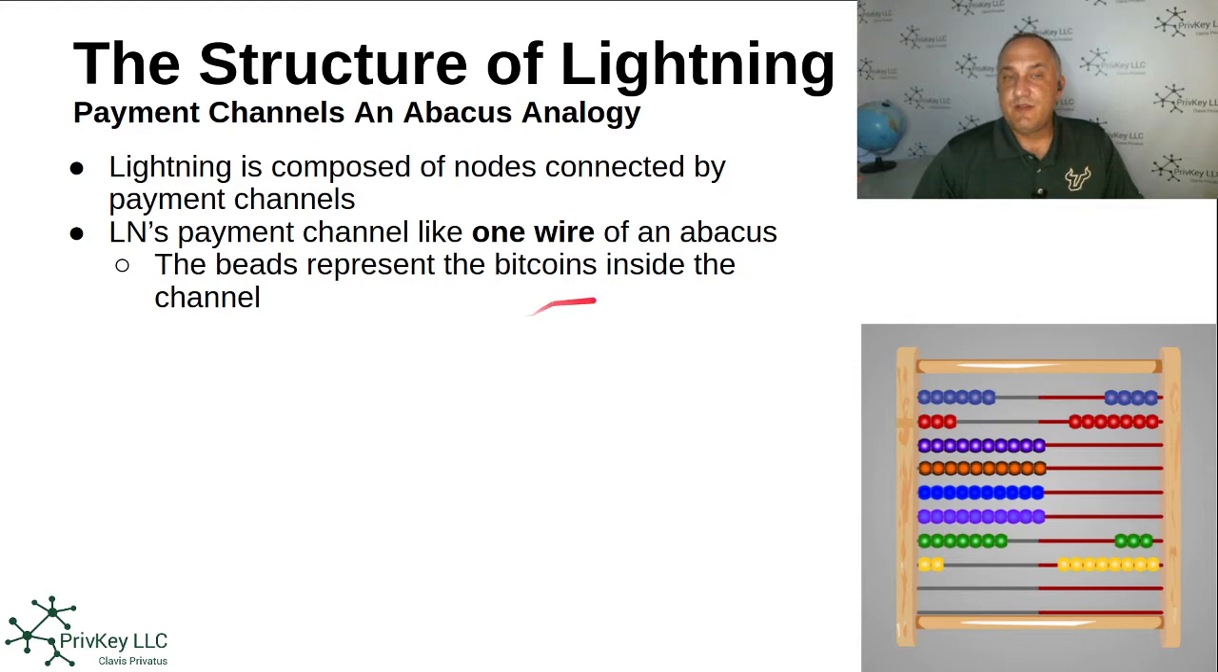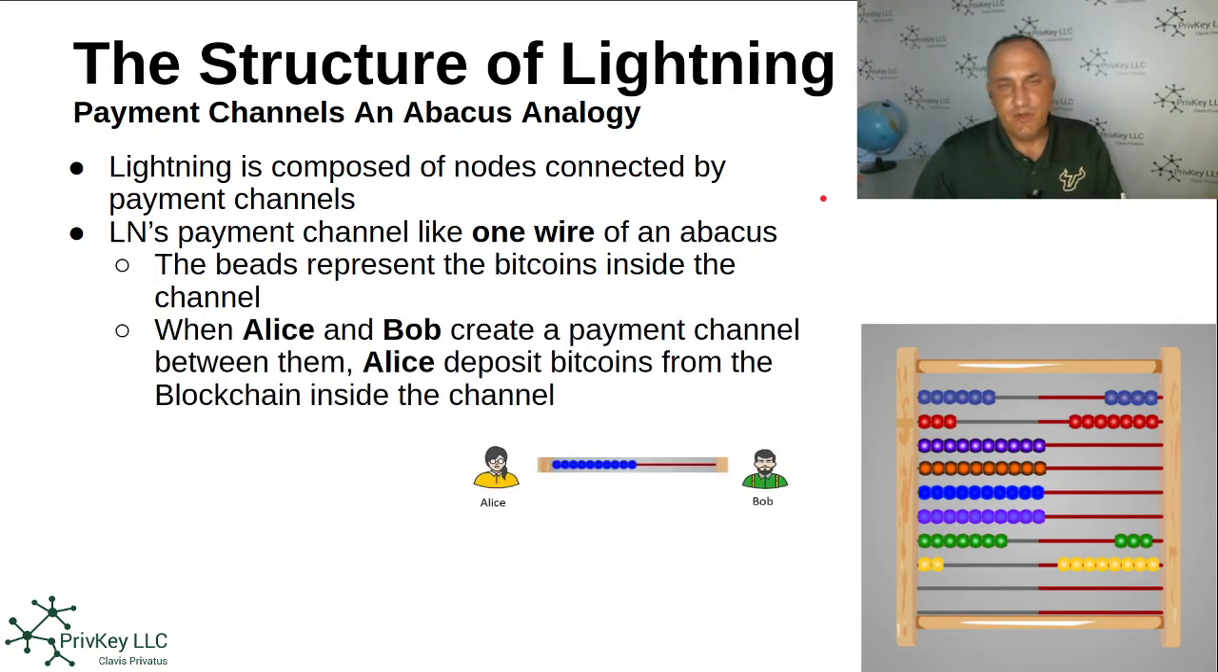The beads represent the bitcoins. These are the satoshis, or the BTC, the value that's in that channel. So all these beads are considered satoshis or bitcoins. In this specific example, Alice and Bob created a payment channel. Now between them, Alice deposits bitcoins from the blockchain. This is an on-chain transaction. Now Alice has 10 BTC or satoshis.